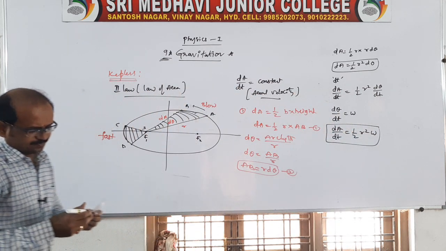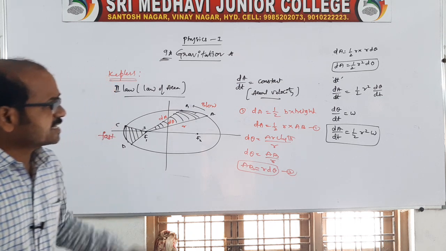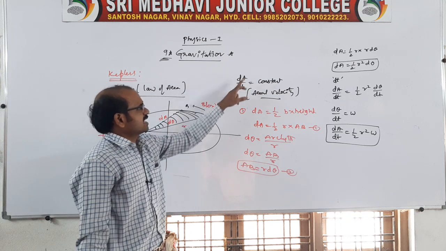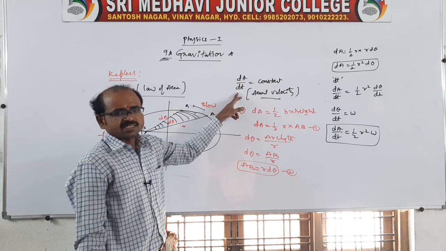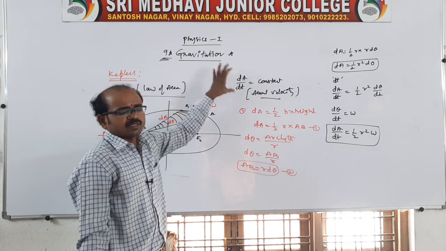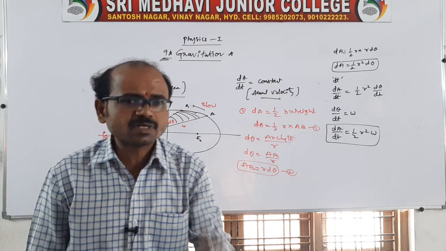This is the relation. It is one relation related to what? We can say areal velocity vector. See, actually we are finding areal velocity. That is, areal velocity is nothing but the area changing with respect to time, or areal velocity vector, which is equal to constant.